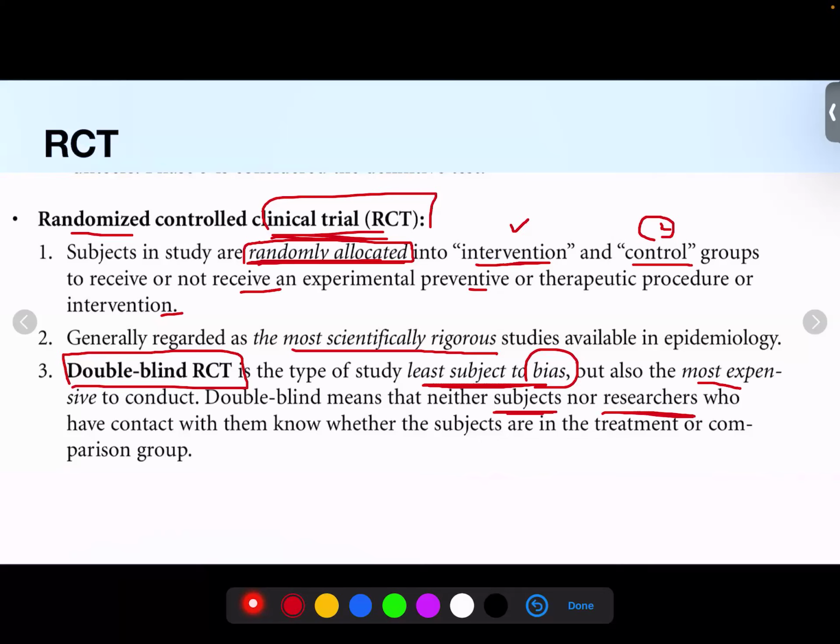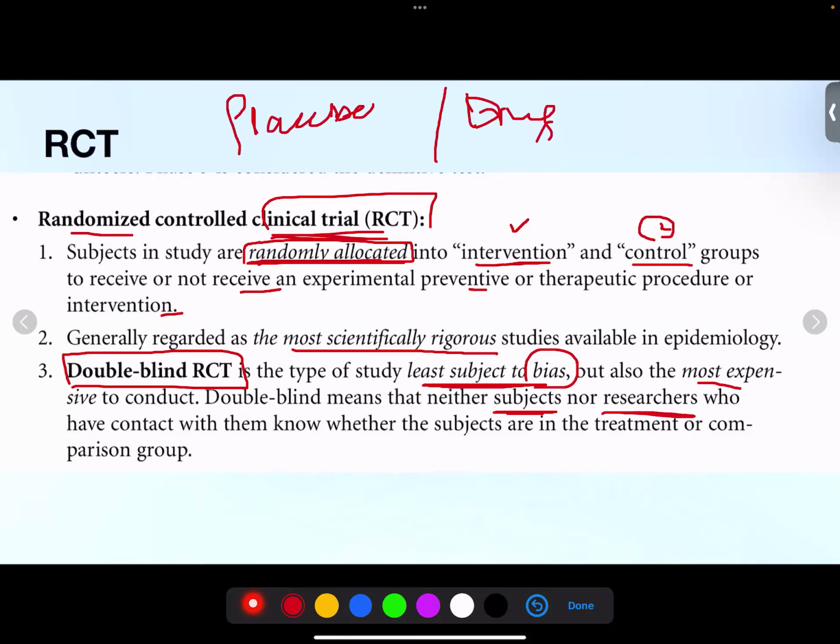You are randomly allocating, but usually, if I am doing the research, I know that I am giving the placebo regime to one individual and the experimental regime to the other. But in double blind, I do not know to whom I am giving which drug, because both are blinded. So it is the placebo or the drug you are testing.